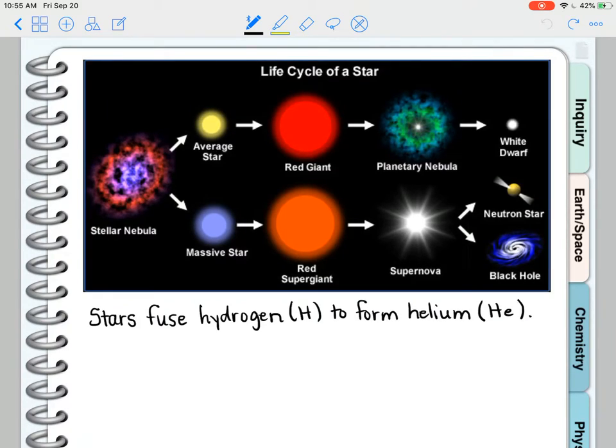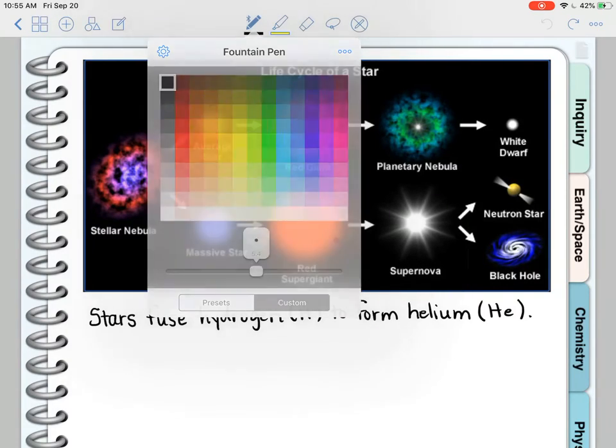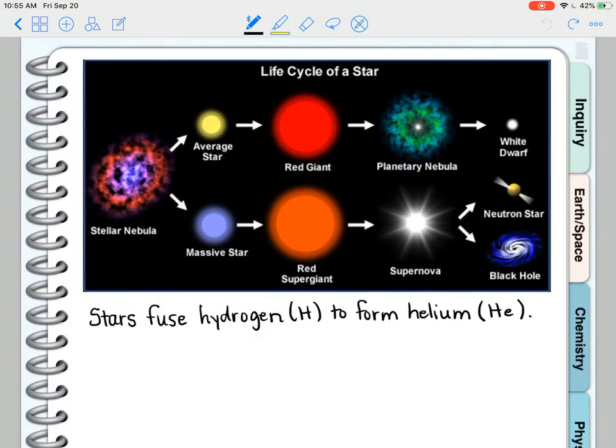And you can see that this stellar nebula is not very structured. It's a dense cloud in an empty space. So there's a stellar nebula, a star cloud over here on the left. And from this star cloud, there can emerge average stars or massive stars. So average stars are smaller. They are going to burn slower.